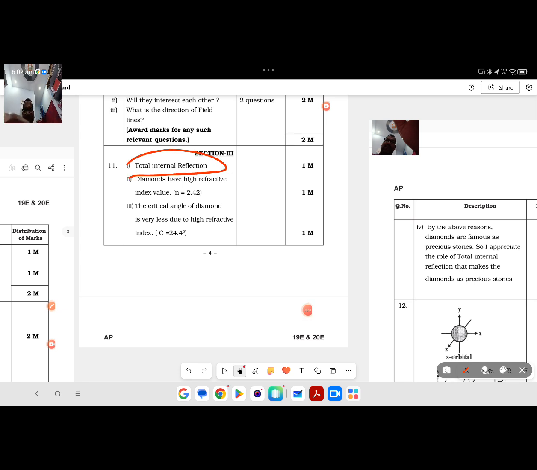Total internal reflection is the reason behind the shining of the diamond. 1 mark will be added for this word. This word should be mentioned very clearly in the answer. This is called key point. Same way, refractive index of the diamond. These are the two reasons why it will shine. And critical angle is given one mark. For writing critical angle, you get 1 mark.